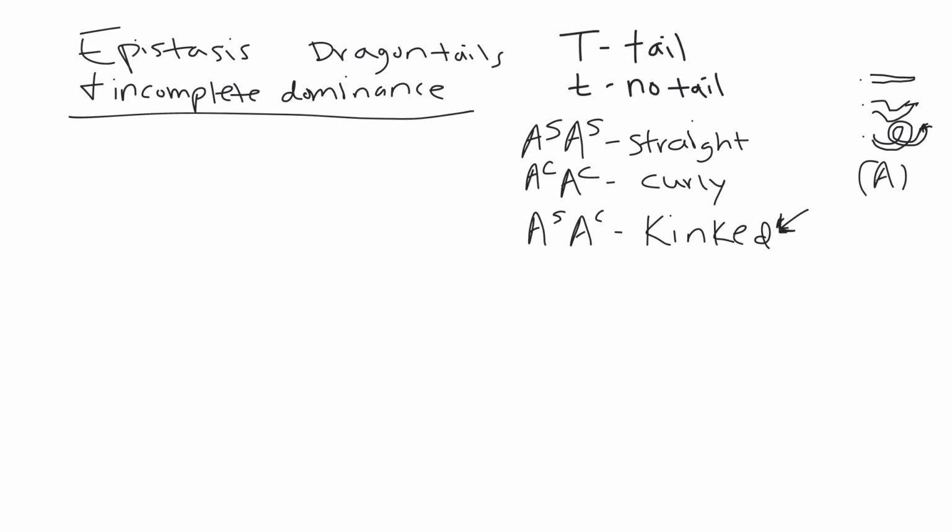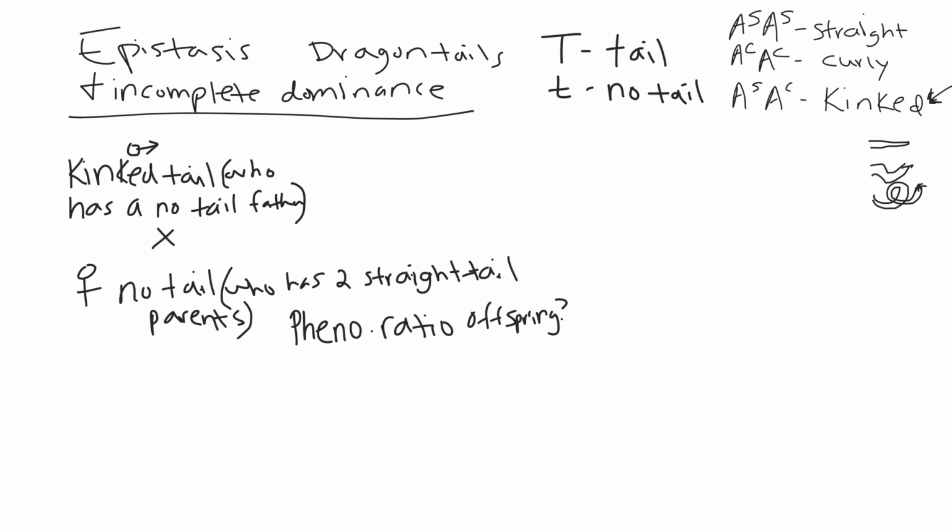All right, now I want you to tell me what the phenotypic ratio of the offspring will be for a kinked tail male, whose father had no tail, crossed with a no-tail female. She has two straight-tail parents. So between these two, what's the phenotypic ratio of the offspring? You can pause that and see if you can figure it out.